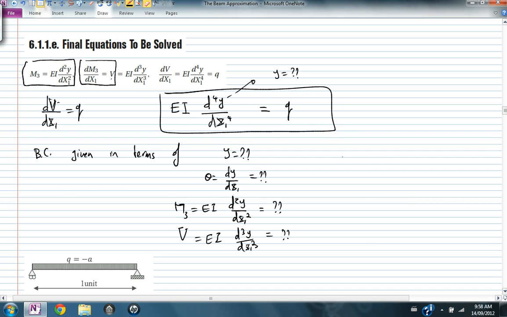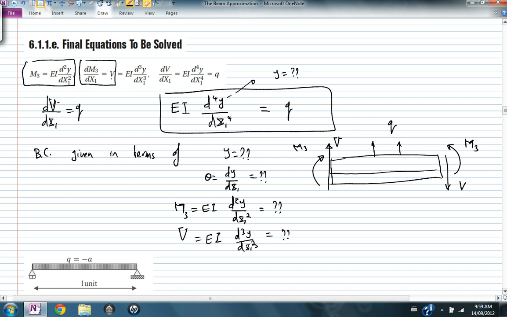The positive directions are as follows. This is positive Q. This is positive M3. This is positive shear. And upward deflection is positive.